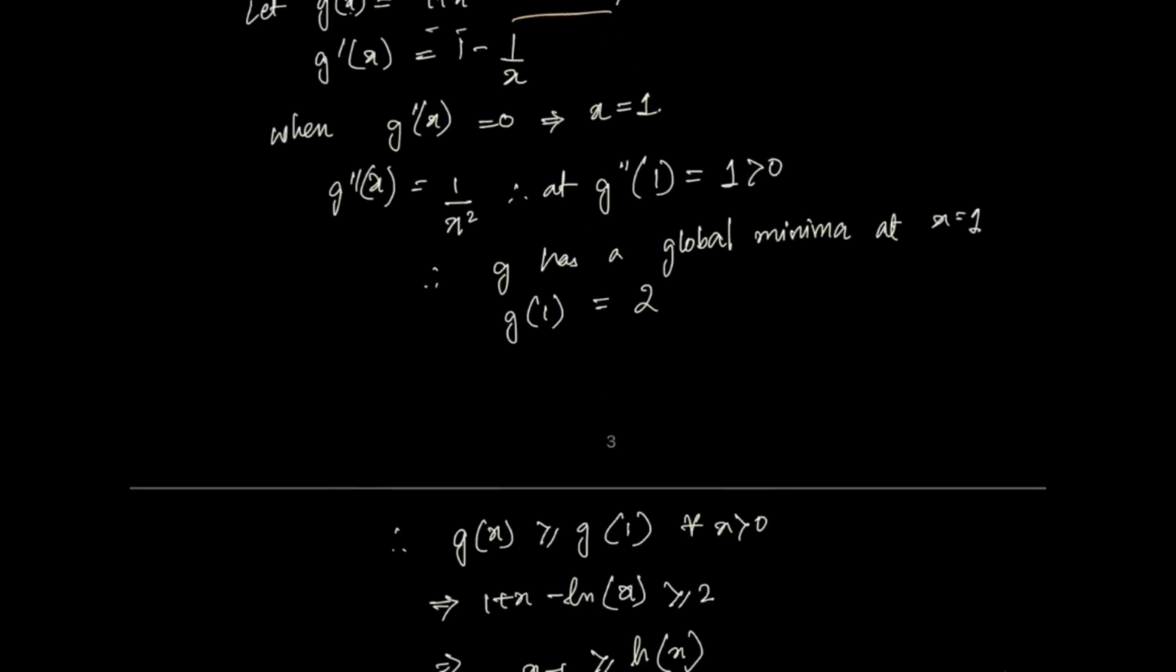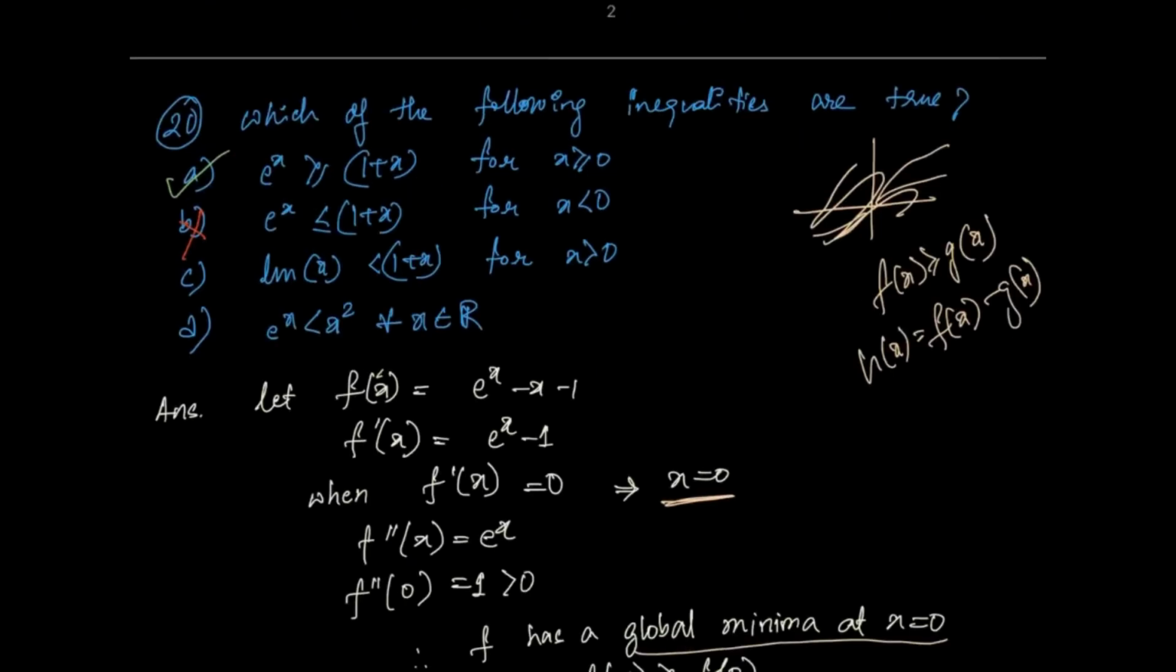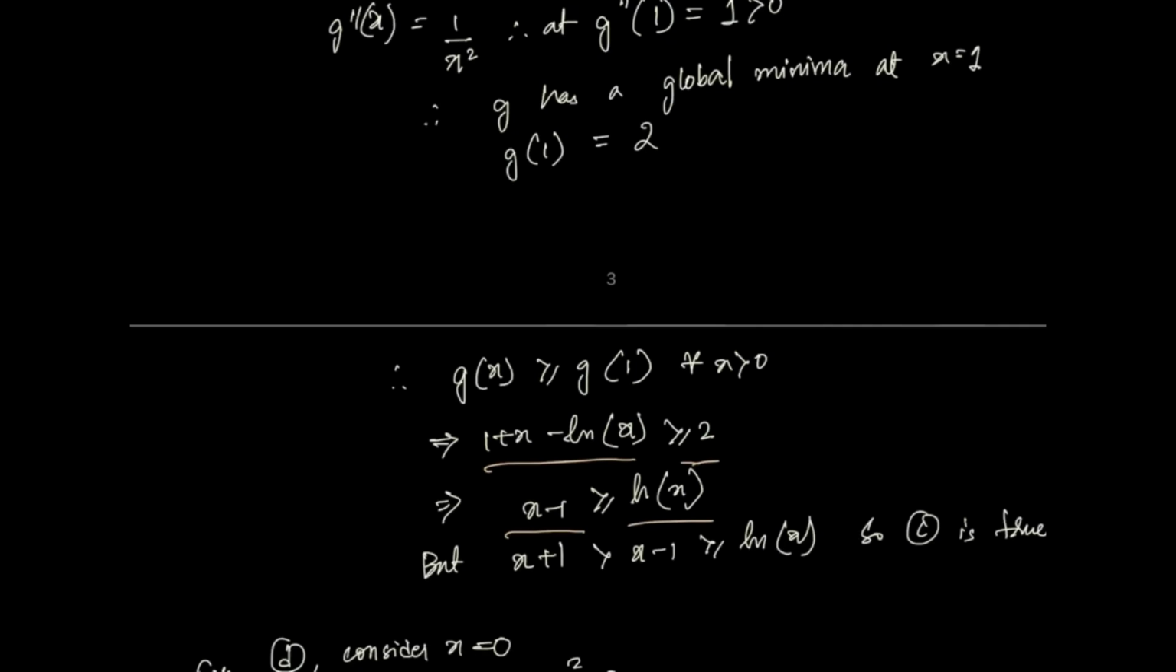So then g(x) is greater than or equal to g(1) for all positive x. So 1 plus x minus log x is greater than or equal to 2. This means that x minus 1 is greater than or equal to log x. Now you will ask me that this is not exactly what we set out to show. But inequalities have these kind of finicky things where they end up with something, and to show what you have been asked to show in the problem, you just need to assume some very trivial inequality and extend it from there.